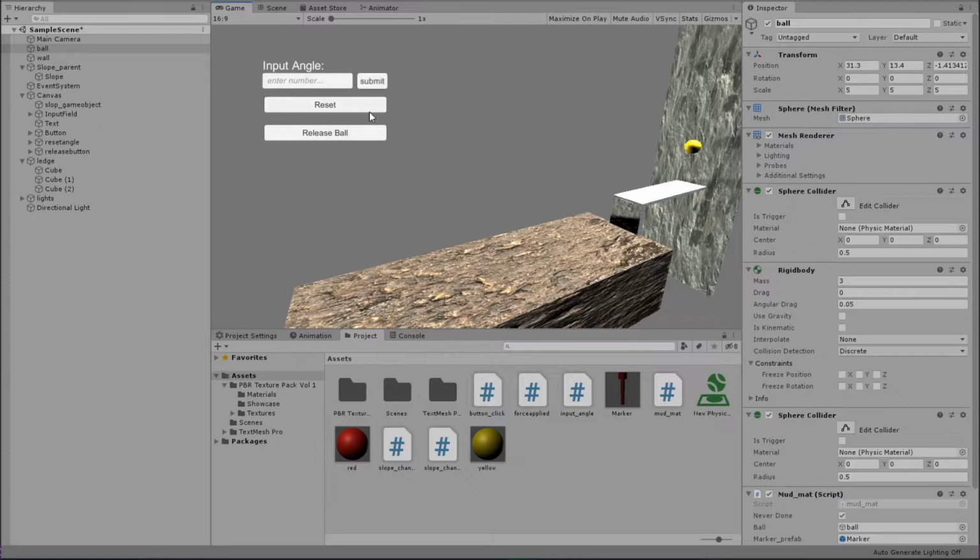So what this is basically, let's reset this. As you guys can see, it's just a ball and a slope. We want to input an angle for the slope, let's say 30. If I do 30 and submit the angle, as you guys can see, it's right above the slope.